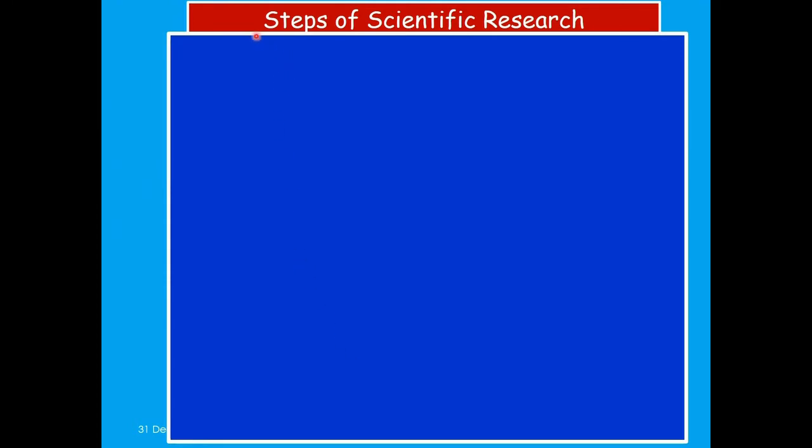The next is steps of scientific research. In fact, I covered this slide during my last presentation, but I would like to cover it again because some of the topics I am covering now are given here, and this is a very important slide. So during the steps of scientific research, we start first with the selection of area.